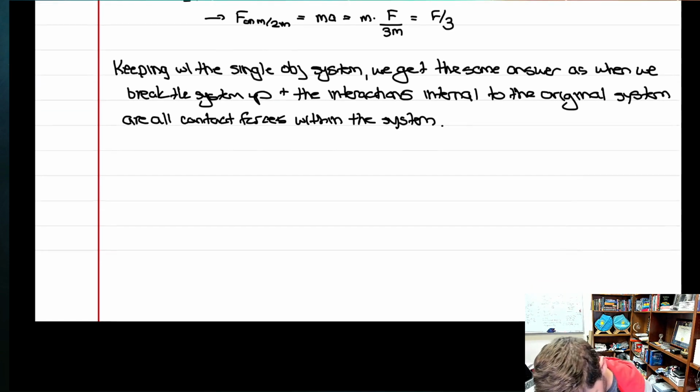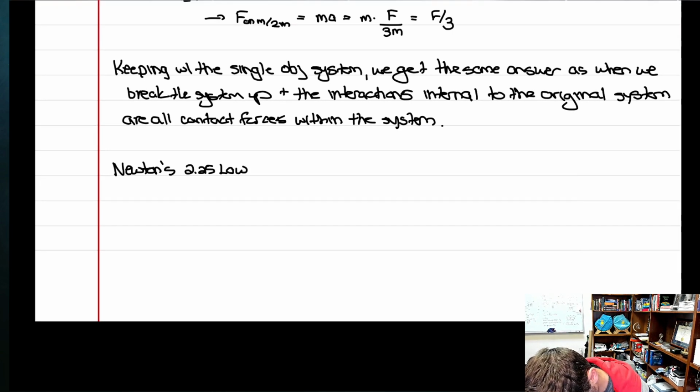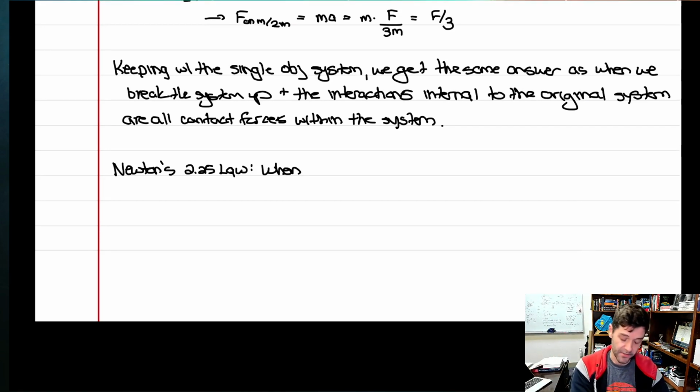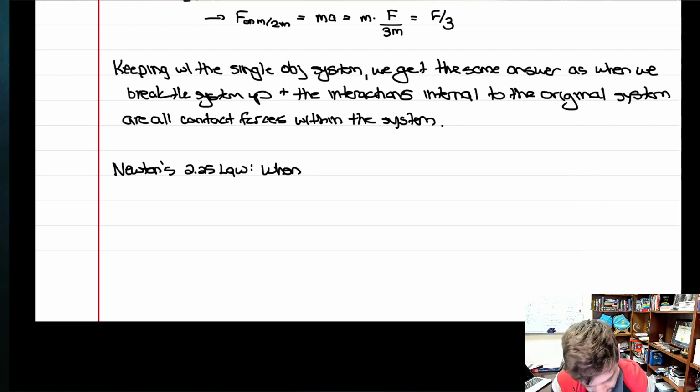So I informally call this Newton's 2 1/4 law, because I've combined Newton's second law and third law. Why not 2 1/2? Well, it turns out I have another one that I call Newton's 2 1/2 law, but we'll come back to that when we do momentum.